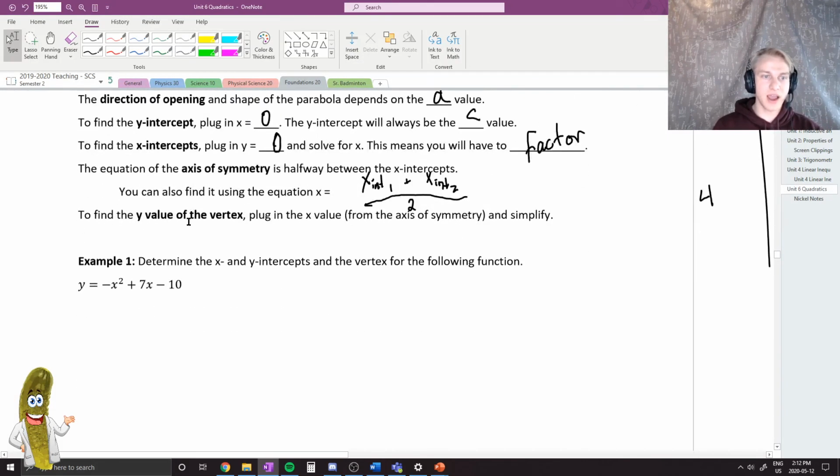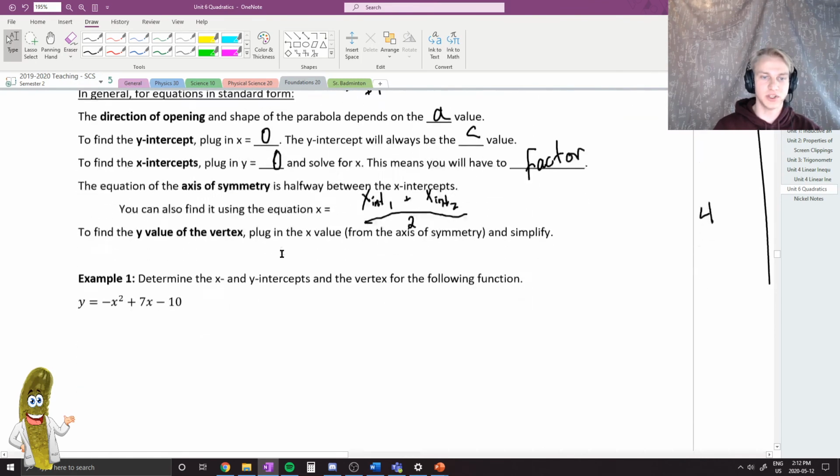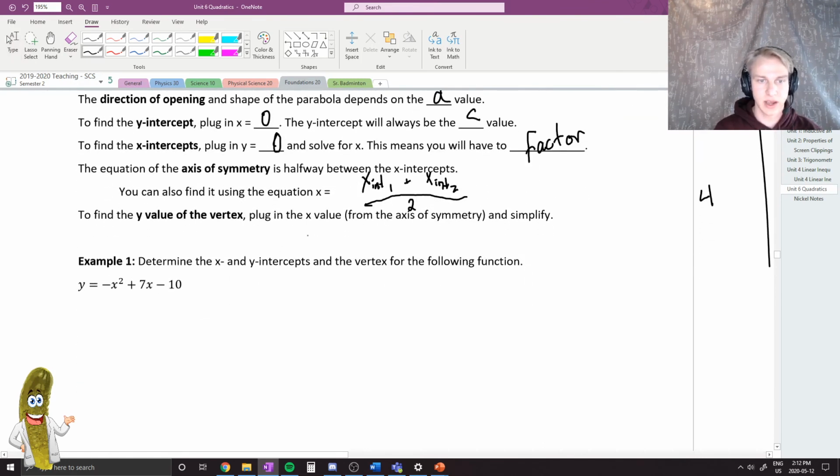To find the y value of the vertex, all you would do is plug in the x value into the equation y is equal to ax squared plus bx plus c. You'd plug in that x value, and then you could solve for y once you have all the numbers plugged into that.